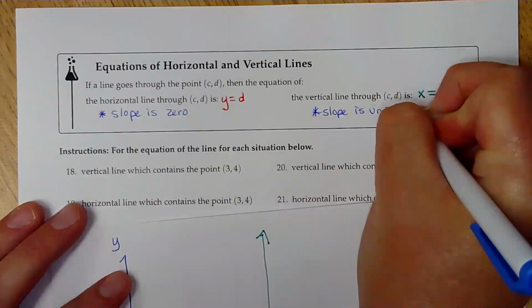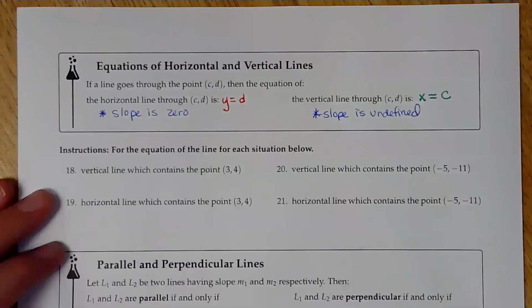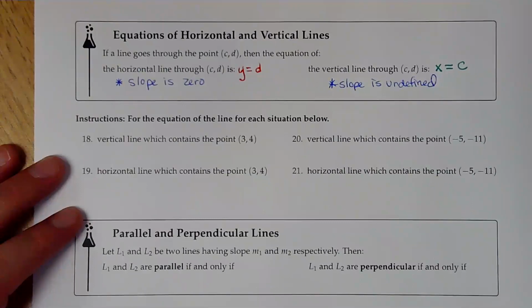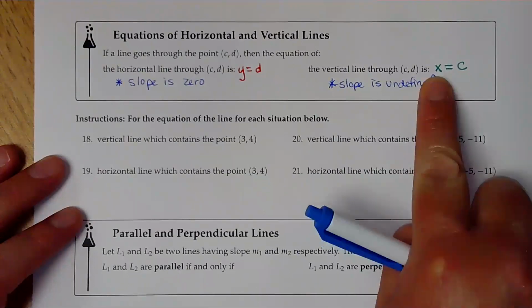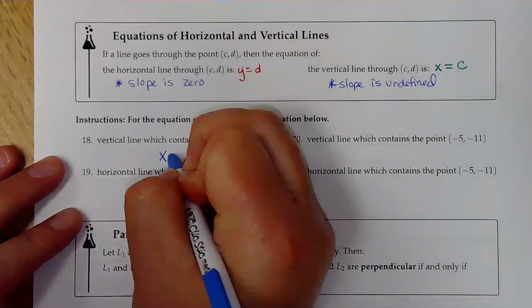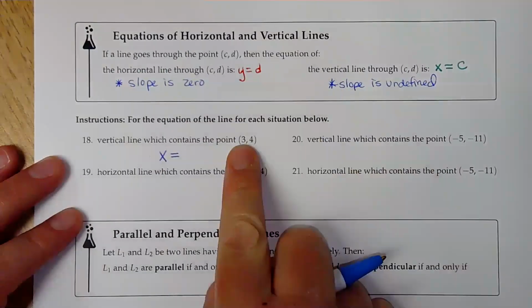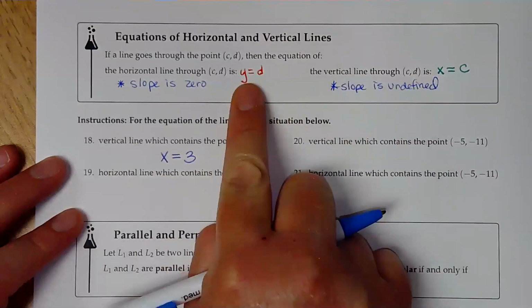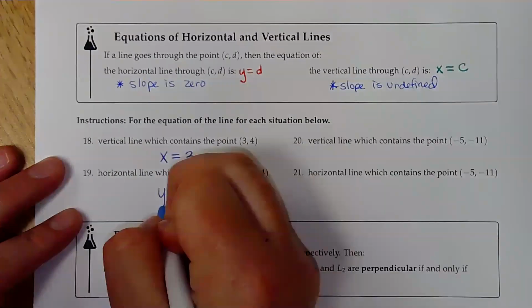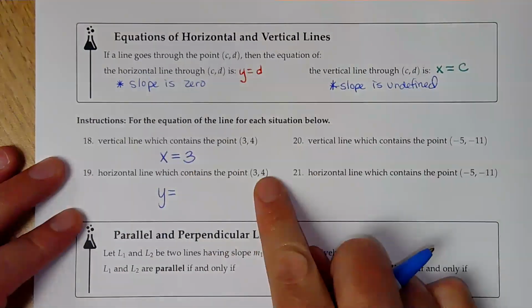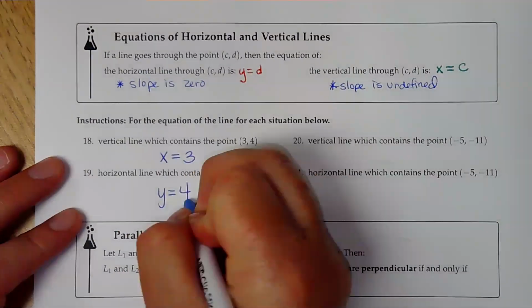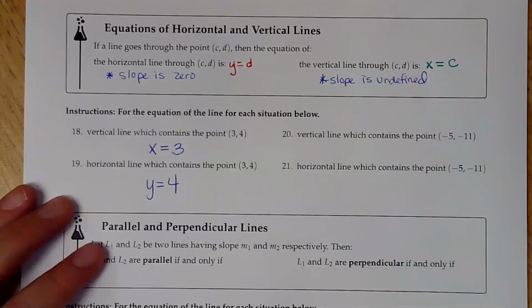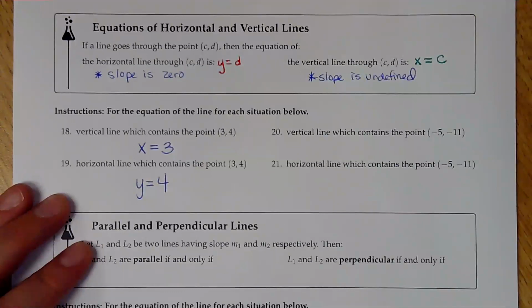All right, so let's take a look at actually putting this into practice. So number 18, the vertical line that contains the point 3 comma 4. So a vertical line always uses the x coordinate. So x is equal to, and then that would be 3. And the horizontal line uses the y coordinate. So it's going to be y is equal to, and the y piece of this is 4. So there we are, done and done. Go ahead and pause the video, try 20 and 21 on your own, and then I will come back and we'll write those down together.